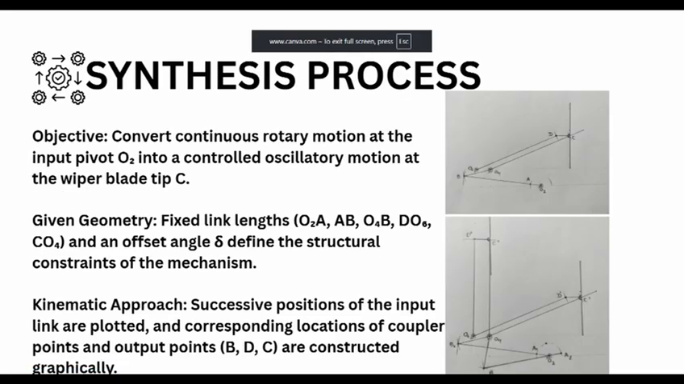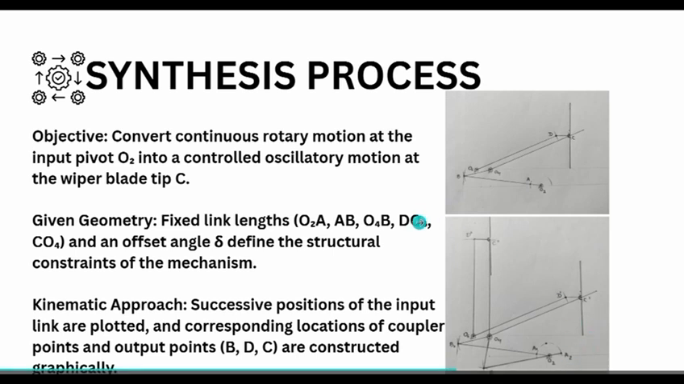Hello, I am Anupam Kumar. I will discuss the synthesis and modeling for this windscreen wiper mechanism. Our main objective was to create a mechanism that transforms rotary motion at the input pivot into a controlled wiping motion at the blade tip. The challenge was to cover the full arc of the windshield using only revolute joints for a reliable, low maintenance design.